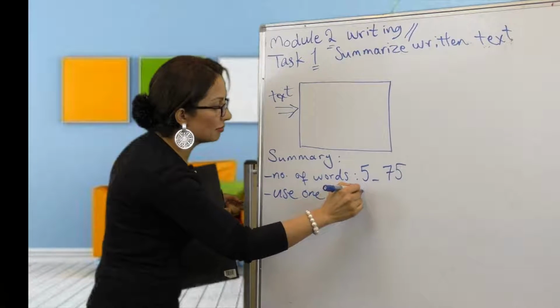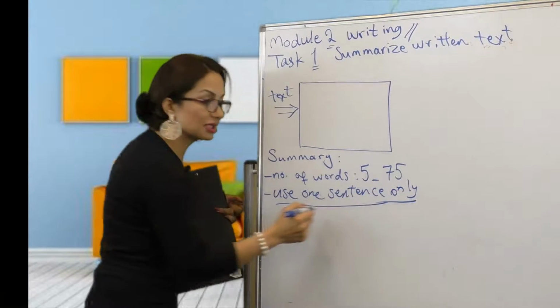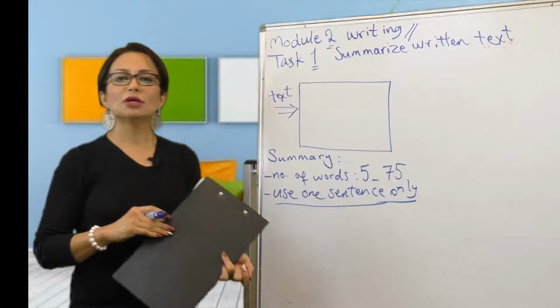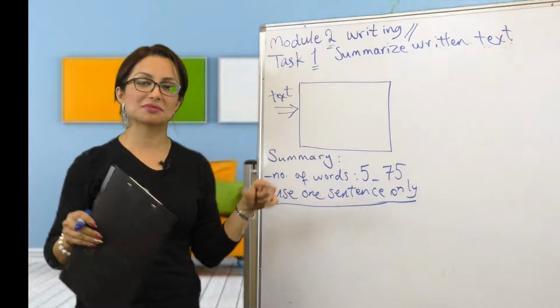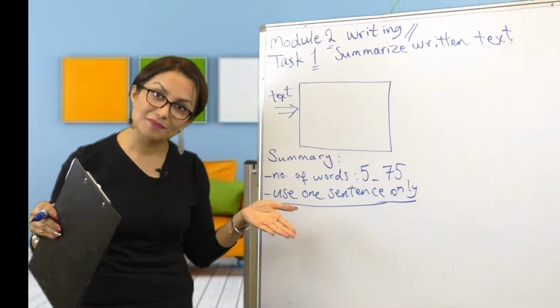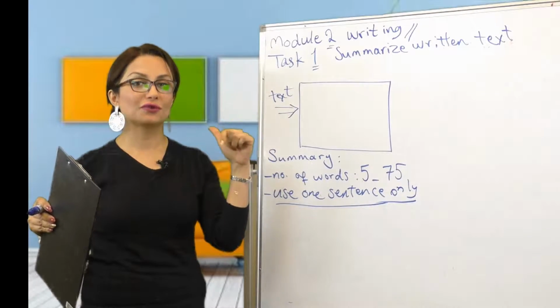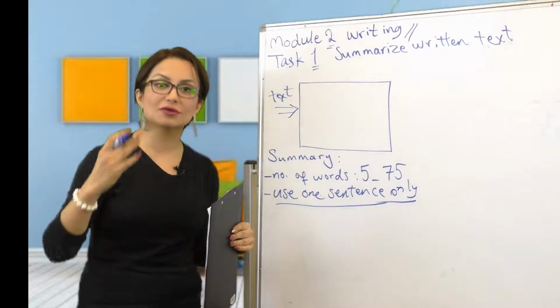What do we mean by a sentence? So use 1 sentence only. It means your summary must be 1 sentence only. What do we mean by sentence when we say 1 sentence? A sentence means a set of words sitting together. The first letter of the first word starts with a capital letter and the sentence ends with a full stop.